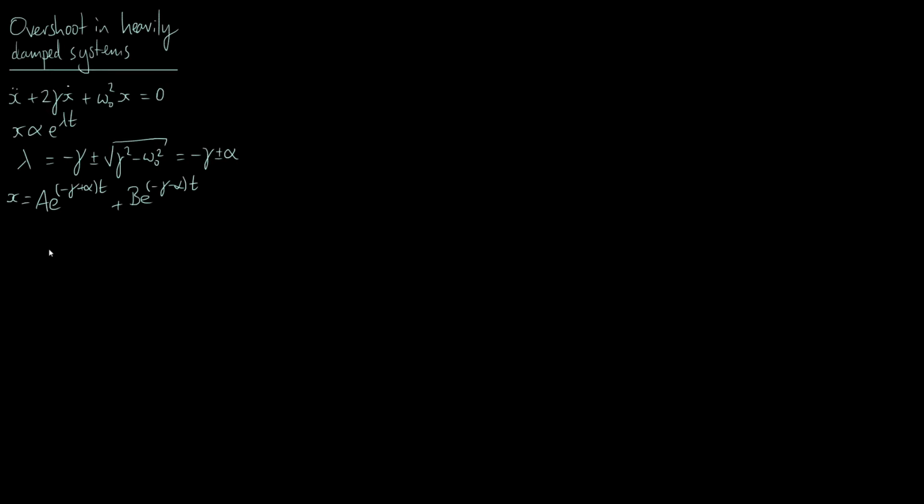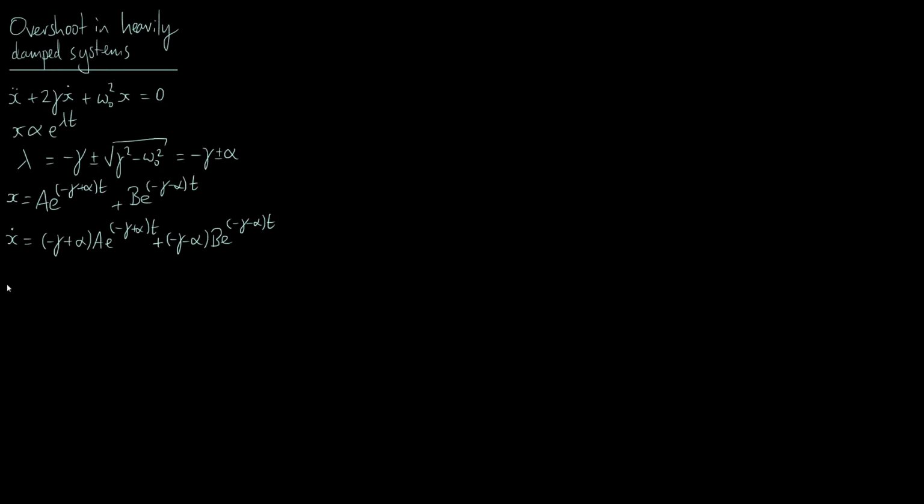Let's think about what that implies for the velocity. So the velocity x dot is going to be equal to minus gamma plus alpha a e to the minus gamma plus alpha t, and then plus minus gamma minus alpha b e to the minus gamma minus alpha t. I just differentiated that expression for x. And so now we can apply our initial conditions.